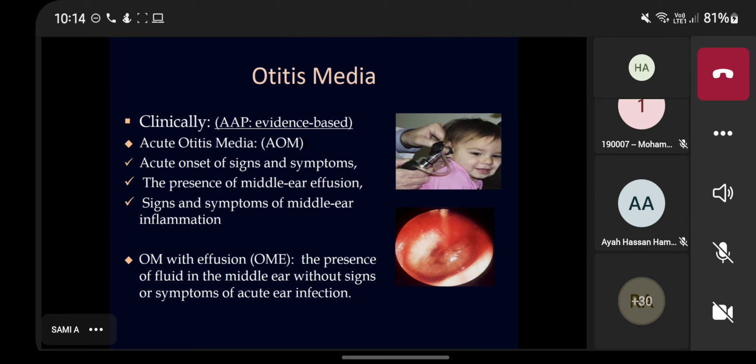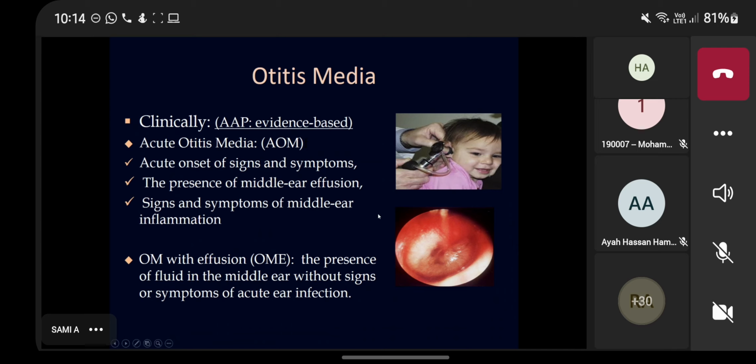Accurate diagnosis of otitis media is very crucial, mainly to avoid the overuse of antibiotics and inviting antibiotic resistance. The American Academy of Pediatrics established an evidence-based clinical practice guideline to provide recommendations for physicians managing children between the ages of 2 months to 12 years with uncomplicated otitis media. The diagnosis of otitis media requires the following.